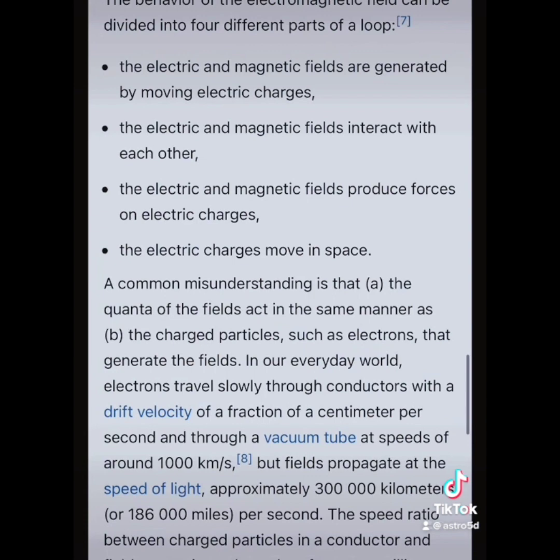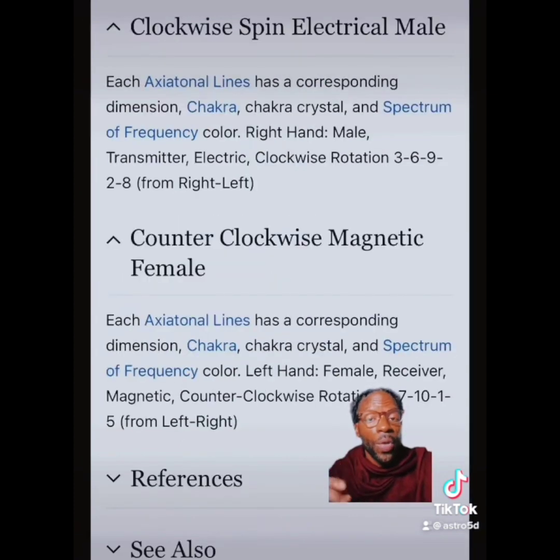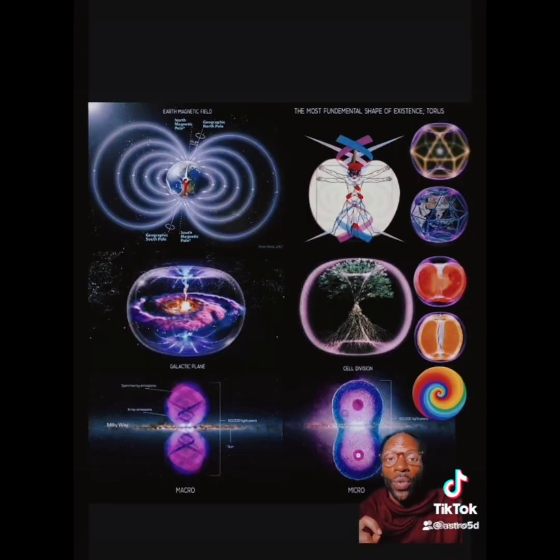The electric charges move in space, not outer space. Remember, space just means a period of time. Okay, drill this in your head. The fields interact with each other. Changing electric field acts like a current generating vortex of magnetic field. Remember the word vortex. So in electromagnetic field, you have the clockwise spin of the electric male and the counterclockwise magnetic female. Your body also produces an electromagnetic field, your personal Merkaba.